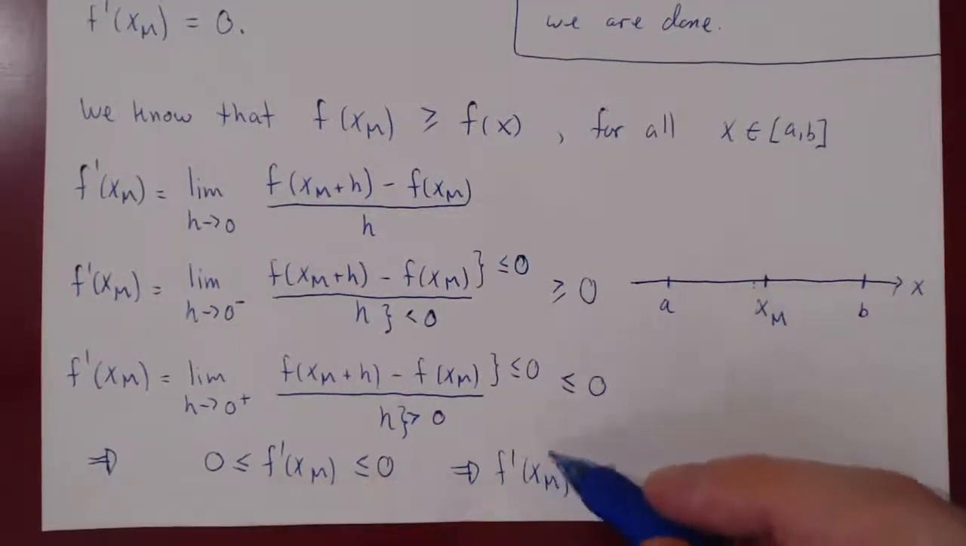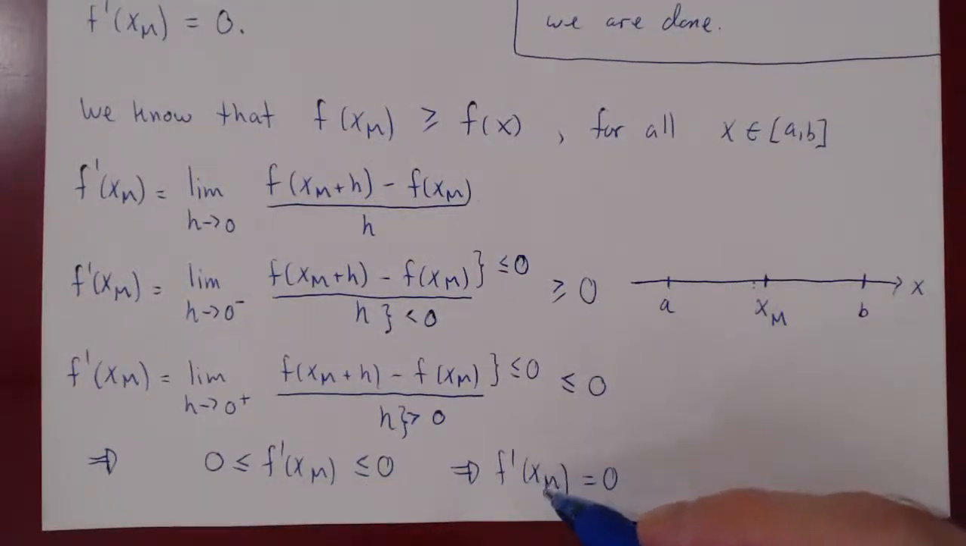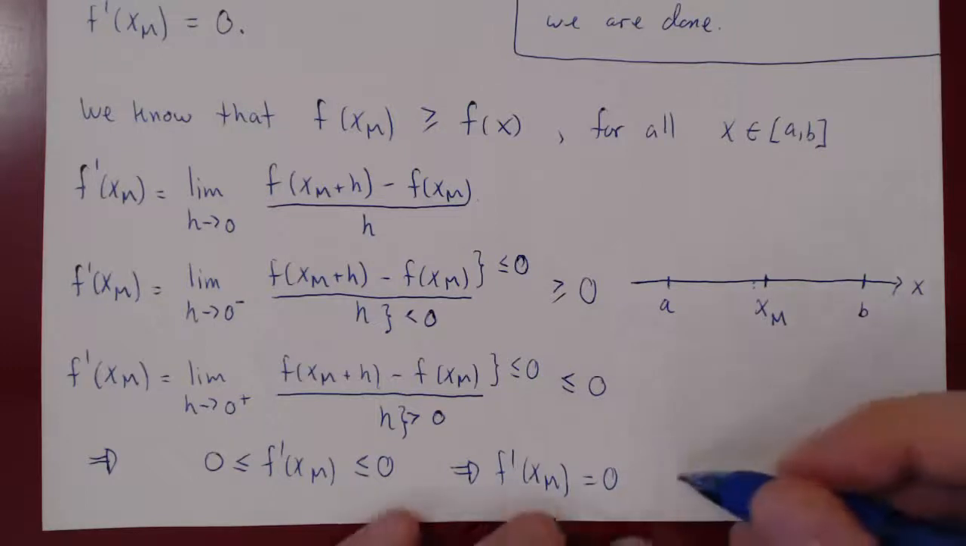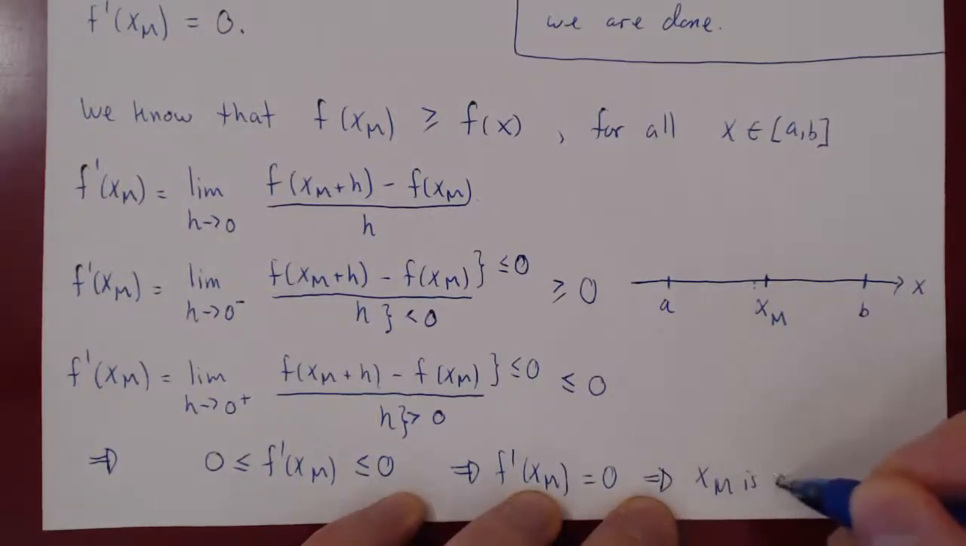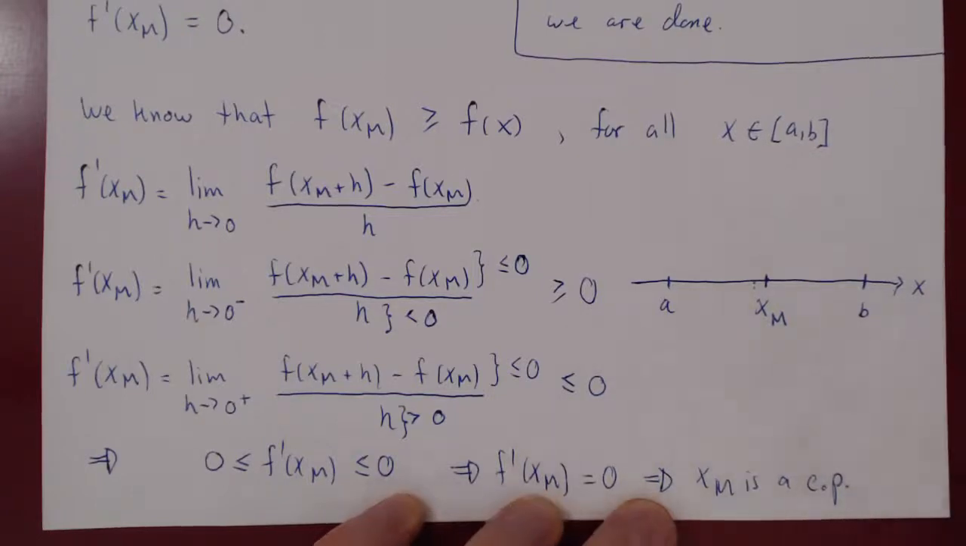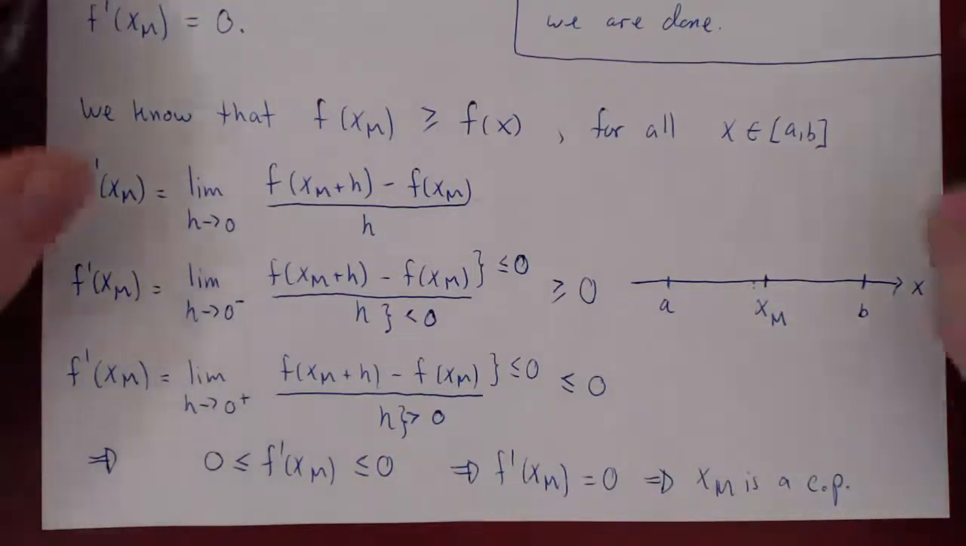And so you see that the absolute maximum of our function is a critical point. It is a value of x where the derivative is equal to 0. So xm is a critical point. And this completes our proof.